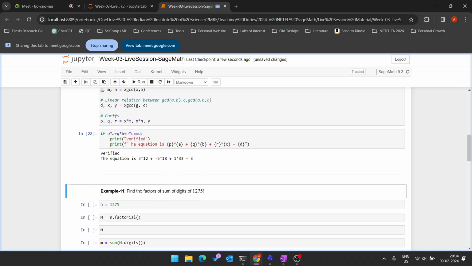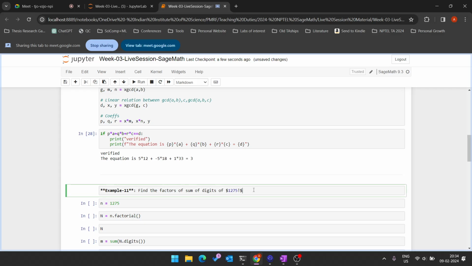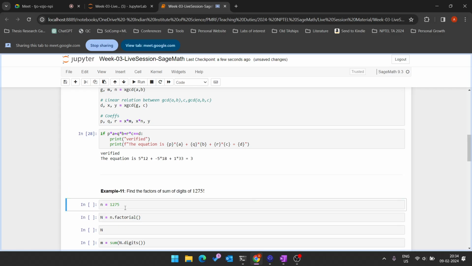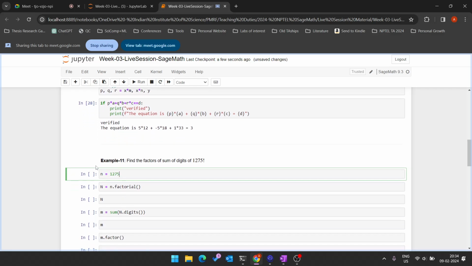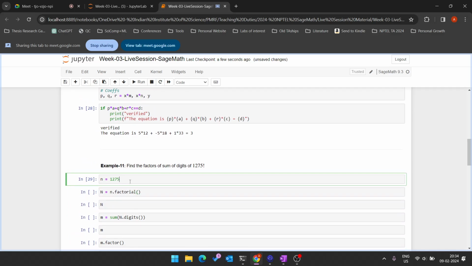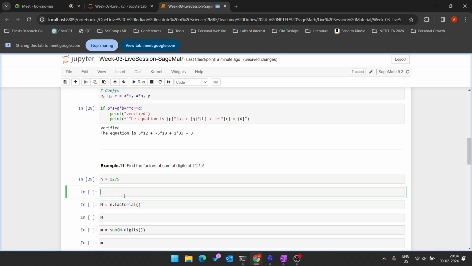The next example is we want to find the factors of the sum of the digits of say 1275 factorial. So how do I do that? I write the integer small n equaling 1275. Next, I invoke the method dot factorial. So before we do this, we could actually look at the help document also. As I mentioned, you just write help, which is inbuilt, and then write the function, which is n dot factorial. This should get me the help on the factorial.